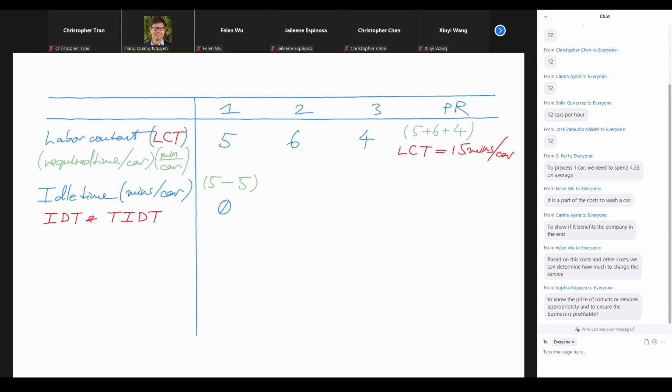I would like everybody to try that for station number two. What would you have for station number two? What minus what equals what? Please feel free to share your answer.